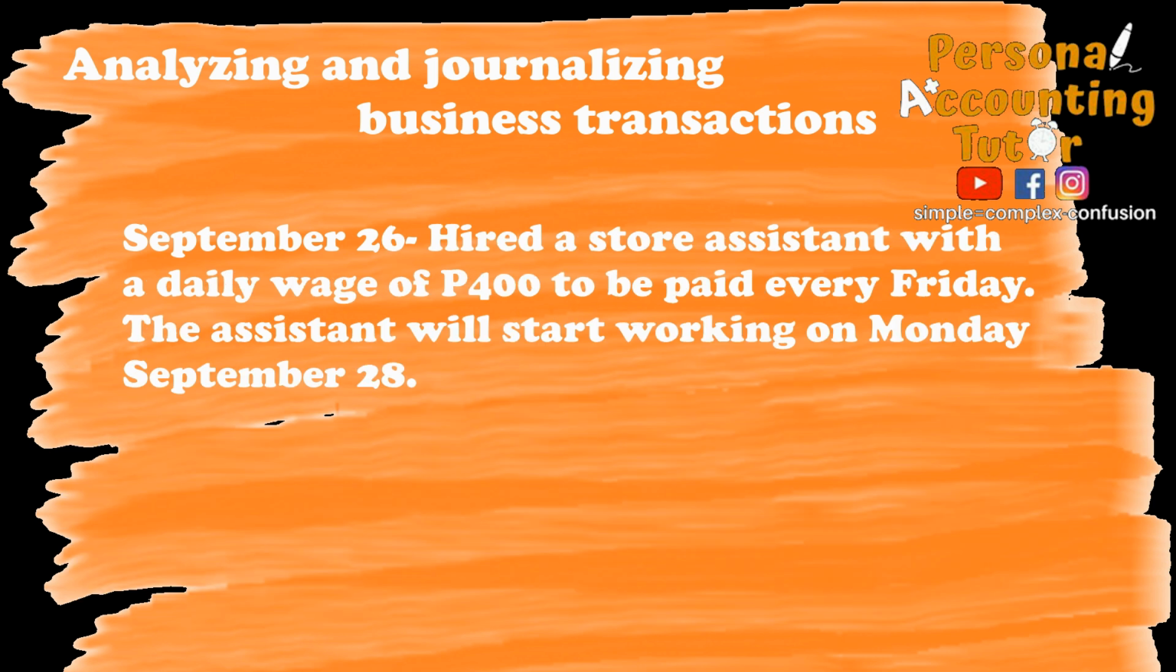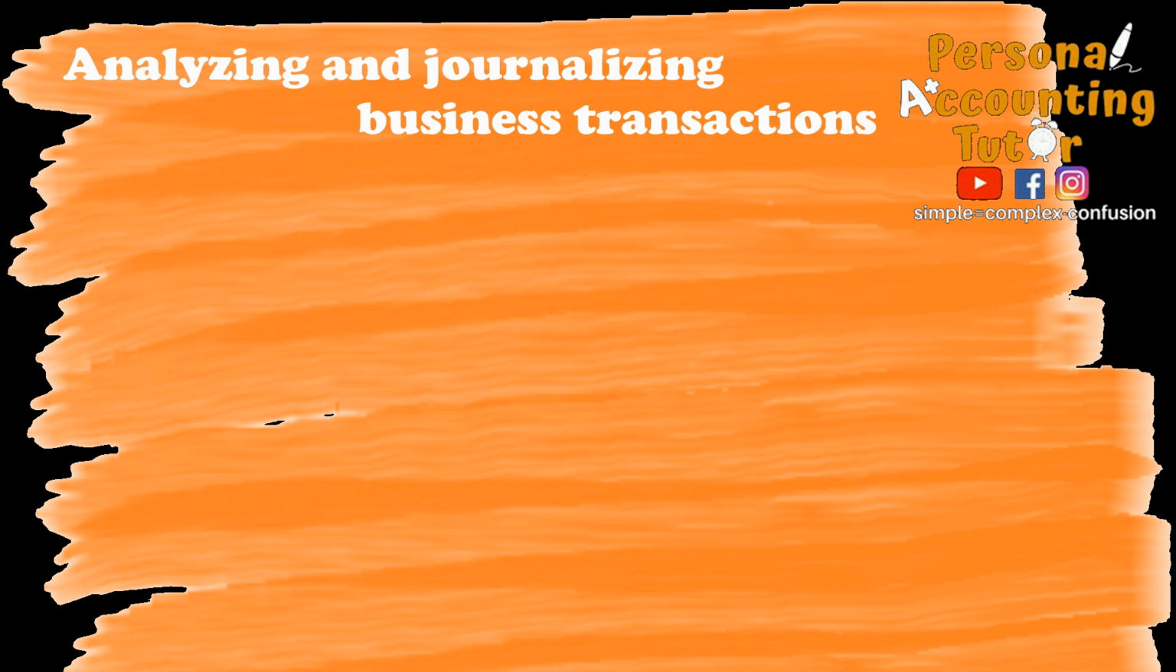And then next transaction will be September 26. Hired a store assistant with a daily wage of 400 to be paid every Friday. The assistant will start working on Monday, September 28. Okay, the journal entry for September 26 will be: there's actually no journal entry because this is just a hiring process. The account titles did not change. It has no effect in our asset, liability, equity, or revenue and expense.